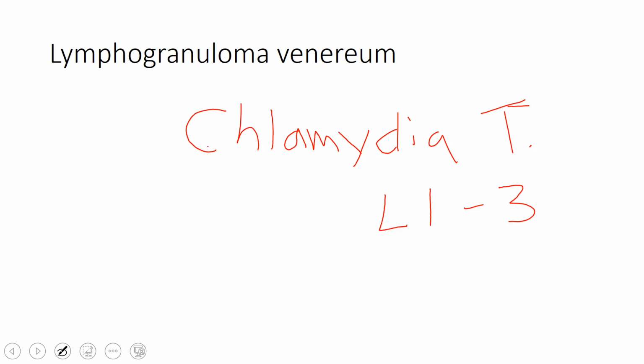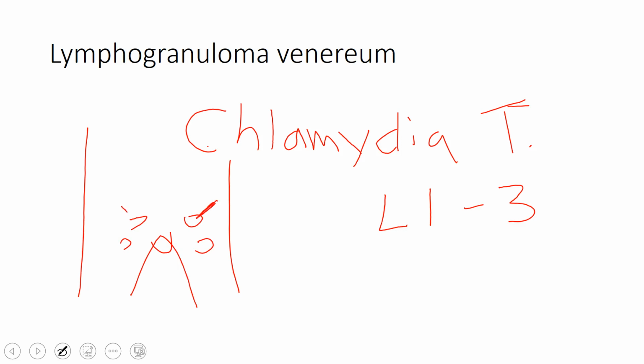So you have these lymph nodes. Here's a person's waist, and you've got all these lymph nodes in here. There are their genitals, and you essentially will get granulomatous inflammation. These lymph nodes here are going to get inflamed with this granulomatous necrotizing inflammation, and it's Chlamydia trachomatis serotypes 1 through 3 that causes this.